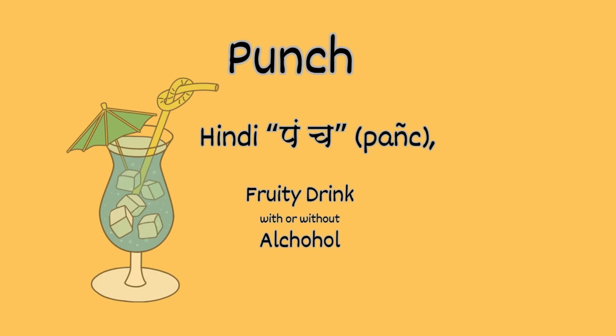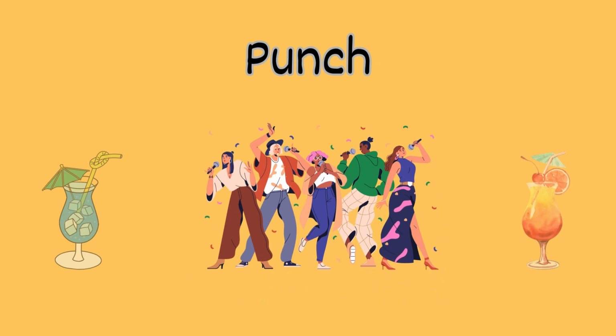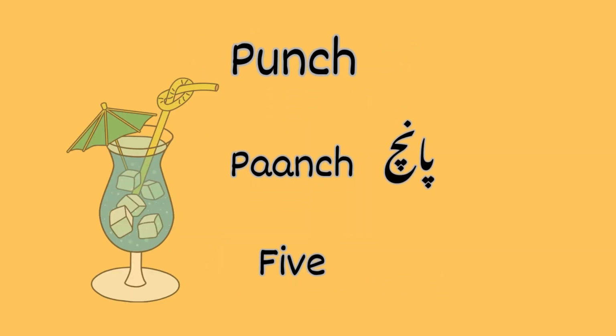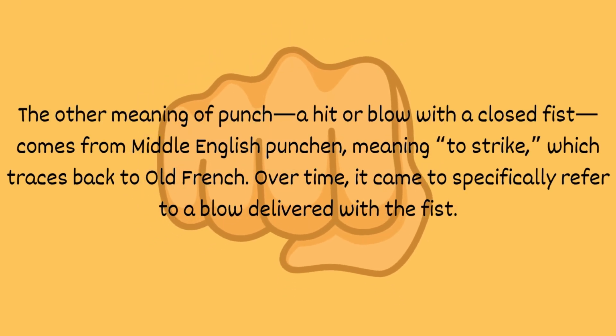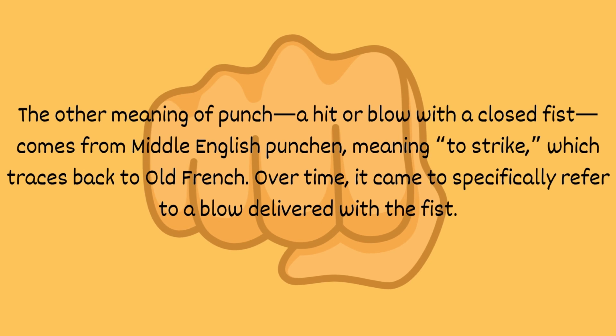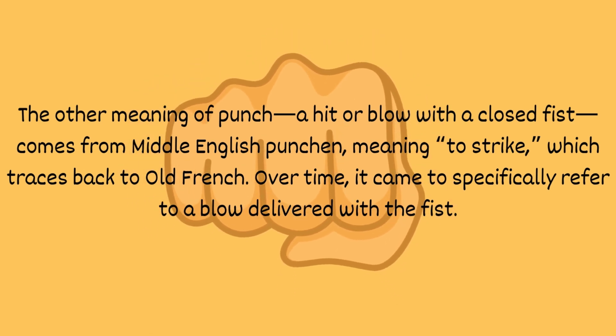Punch. In English, punch usually refers to a fruity drink often served at parties. The word comes from the Urdu and Hindi word panch, which means five. This refers to the original five ingredients in the drink. The word is also used in other contexts, like a punch, meaning a strong hit, but that comes from a different origin.